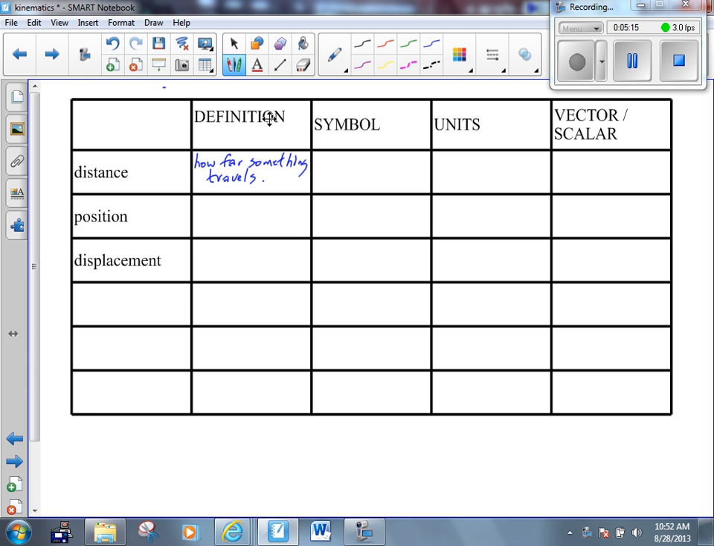How far something travels? Easy, right? How far something's traveled. Now, usually for distance, we use this symbol, D or triangle D. Anybody know what that triangle is?